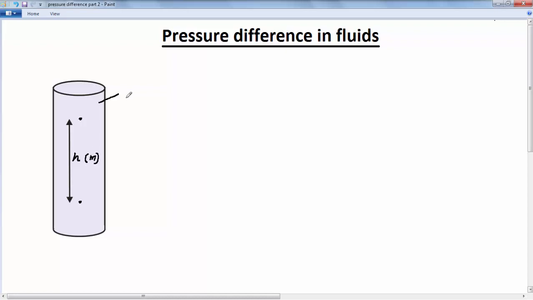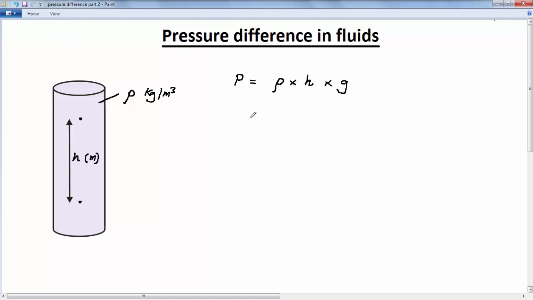Now the fluid will have a density, rho, and the density is going to be measured in kilograms per meter cubed. So what I'm going to do first of all is state the formula for the pressure difference between these 2 points. And we can say that the pressure is equal to the density of the liquid multiplied by the height difference between the 2 points multiplied by g, which is the acceleration due to gravity.